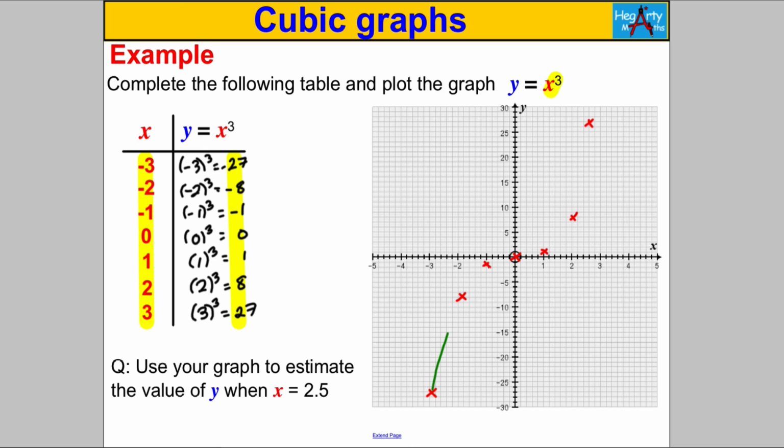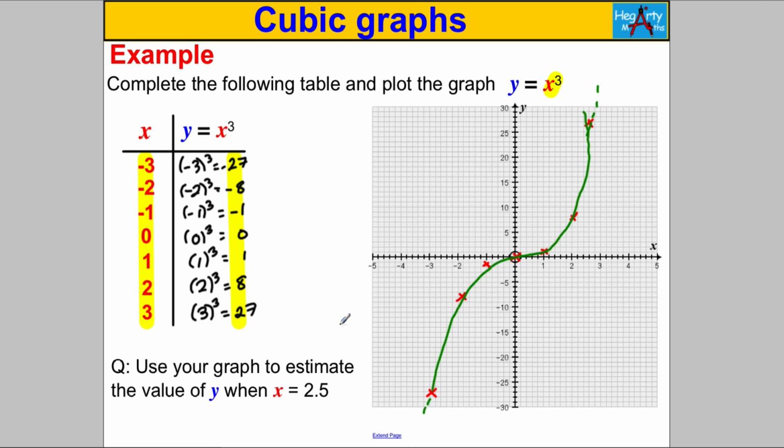If you see, it's going like this, going through 0, 0, and it's shooting off there towards infinity like that. So that curve there will eventually shoot off towards infinity. It will shoot off towards infinity like this as well, and it's a curve. So you need to be able to draw a curve like that.